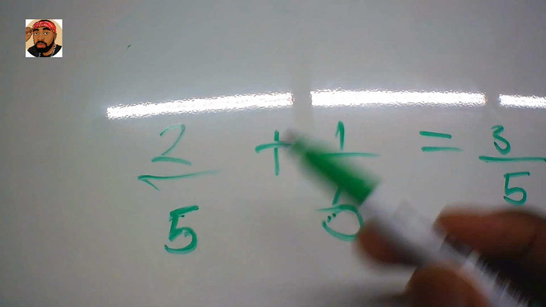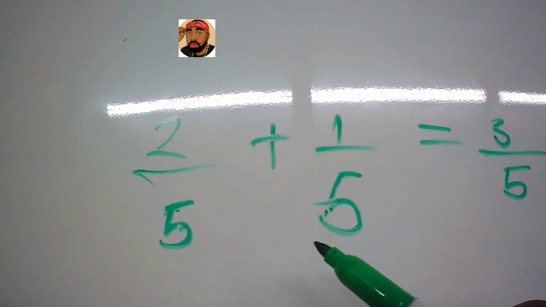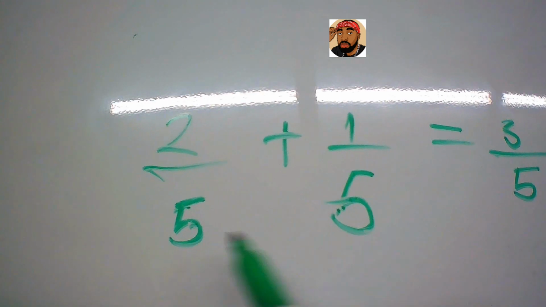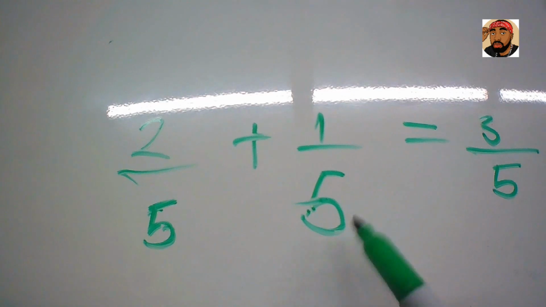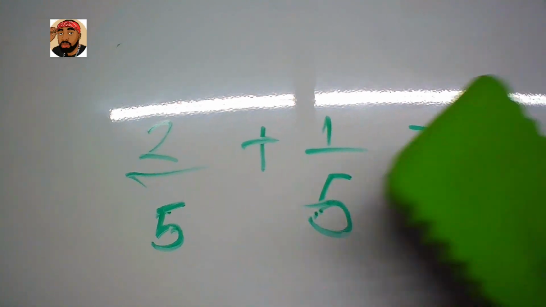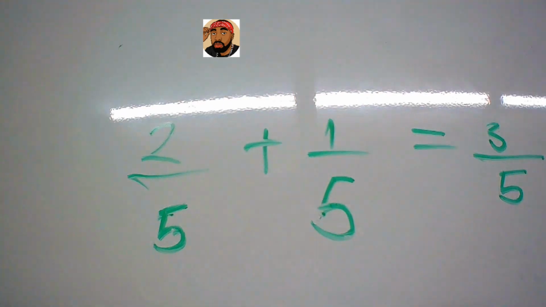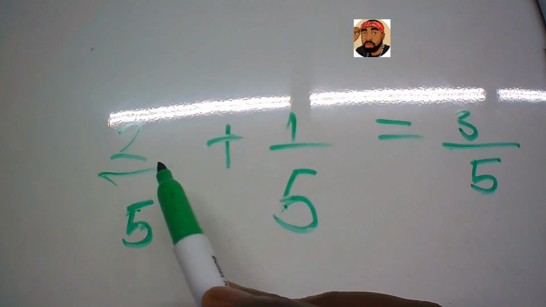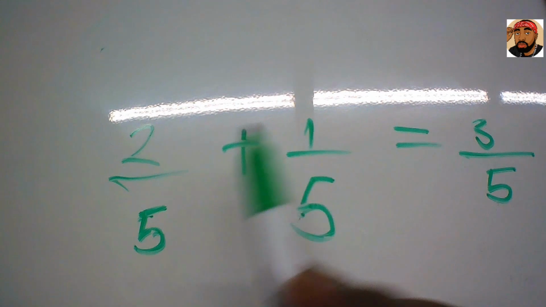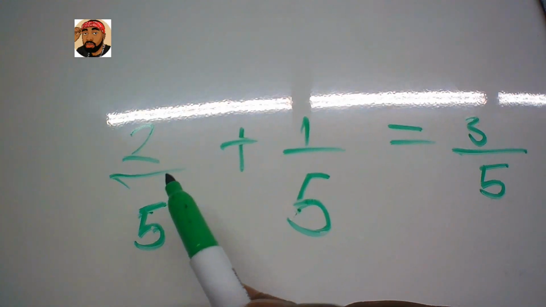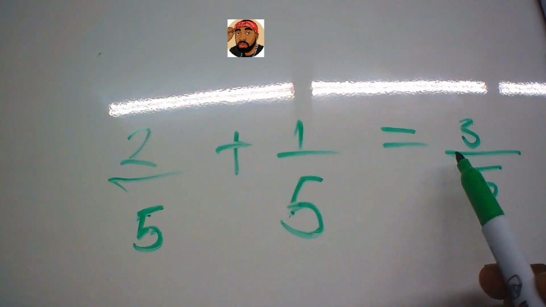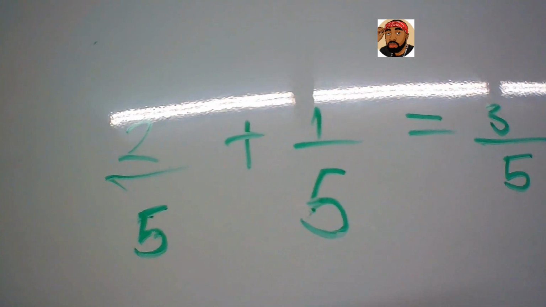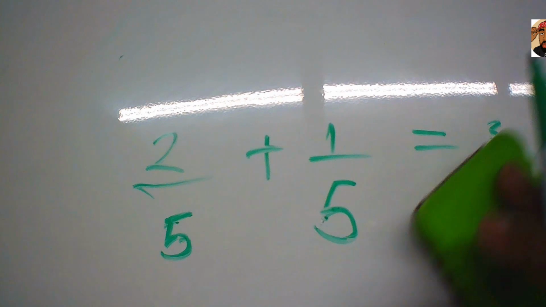So we have 2 over 5 plus 1 over 5. First things first is to check if these denominators are the same. In this case, they are the same. You copy your denominator as it is, and then you add these ones that are found on top here. We all call them numerators. We say 2 plus 1, we get 3. Final answer 3 over 5. So I hope you have learned something there.